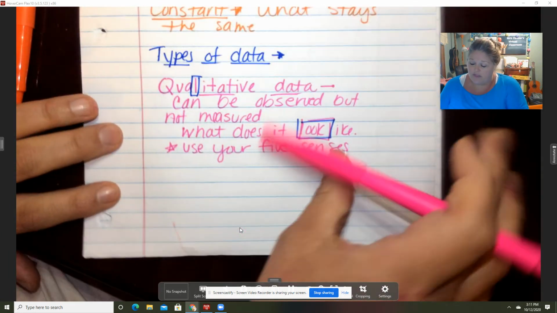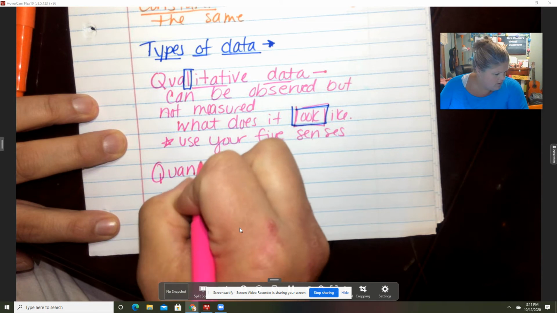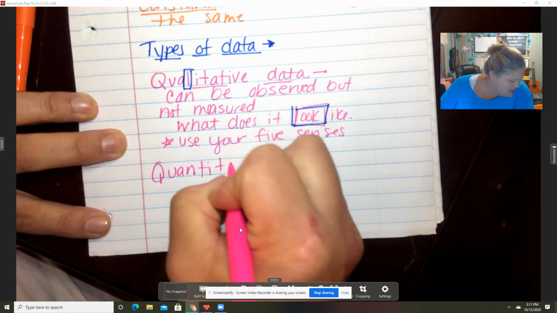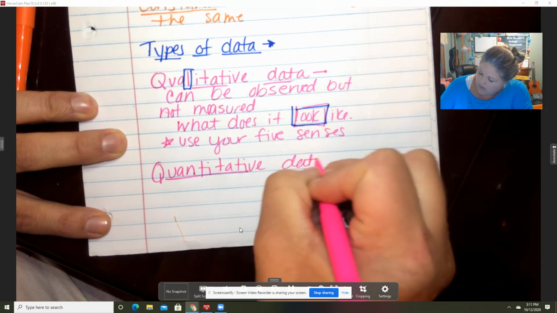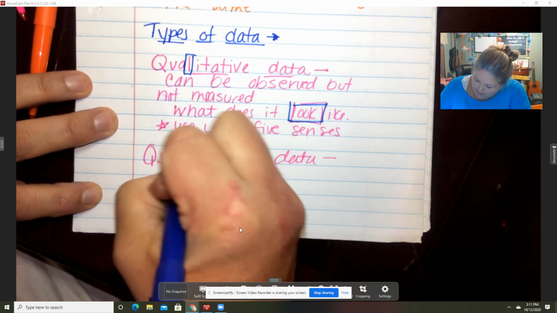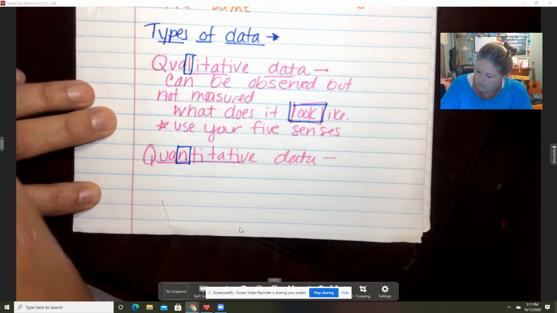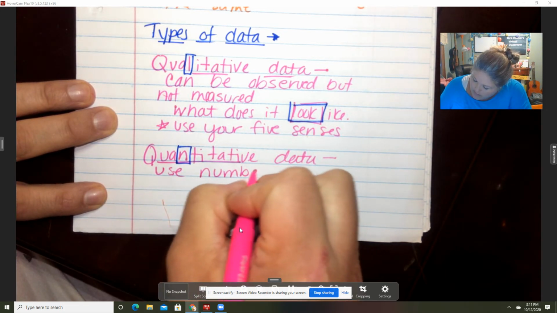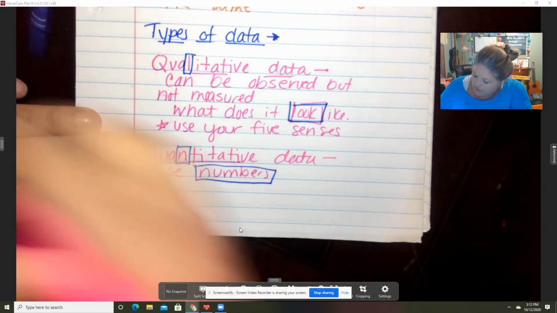And then the other one is quantitative. Quantitative. I always very much spell these because there's so many T's in this. Quantitative. Okay. Number. So I'm going to box in my N. Okay. We use numbers. This can be measured.